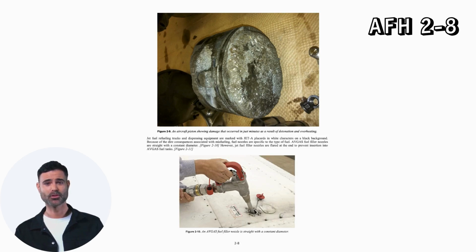Jet fuel refueling trucks and dispensing equipment are marked with Jet A placards in white characters on a black background. Because of the dire consequences associated with misfueling, fuel nozzles are specific to the type of fuel. Avgas fuel filler nozzles are straight with a constant diameter. However, jet fuel filler nozzles are flared at the end to prevent insertion into avgas fuel tanks.